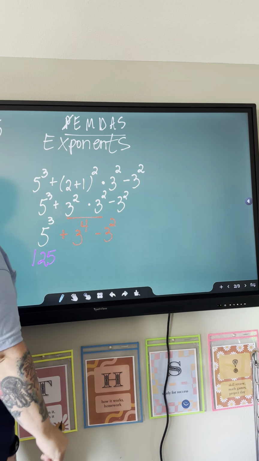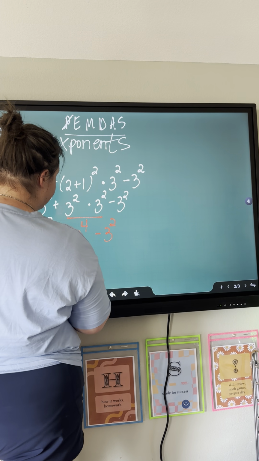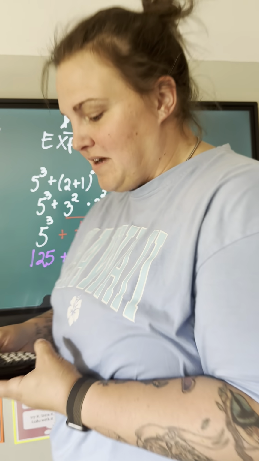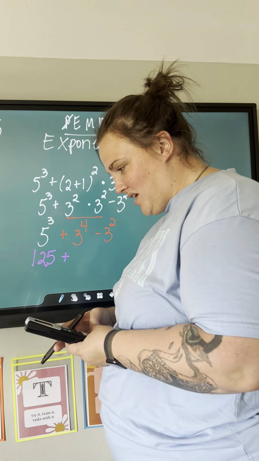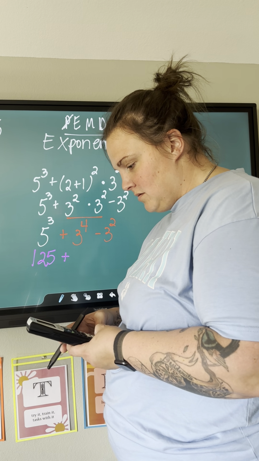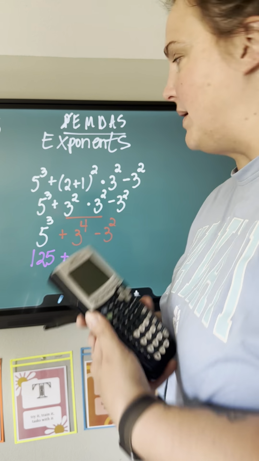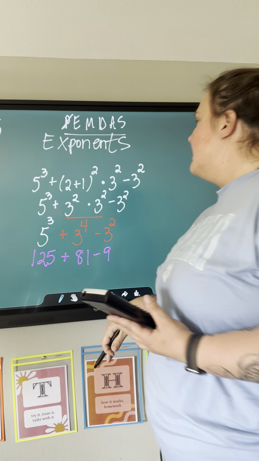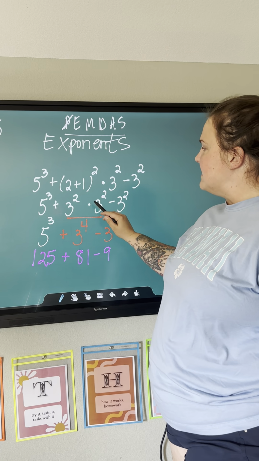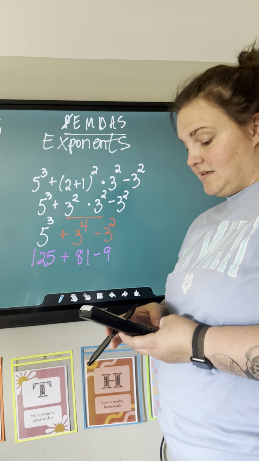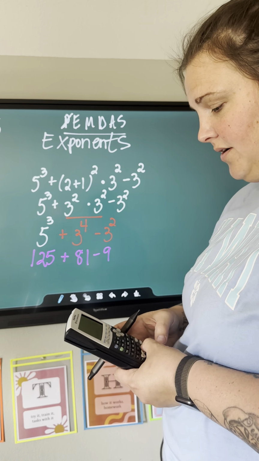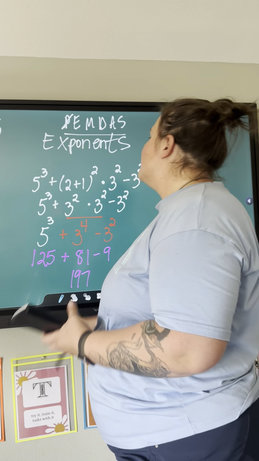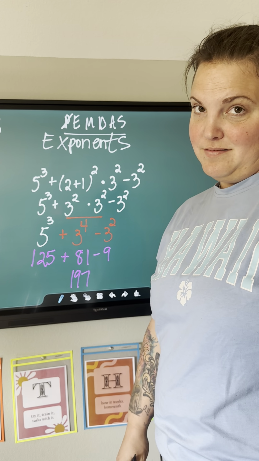Okay? 3 to the fourth. 3 times 3 is 9 times 3 is, is it 81? Oh, see? 81. Plus 81 minus 9. Now up here, I'm getting excited. This is the point where we can add them all together. And we get 197. This was honestly not that bad, guys.